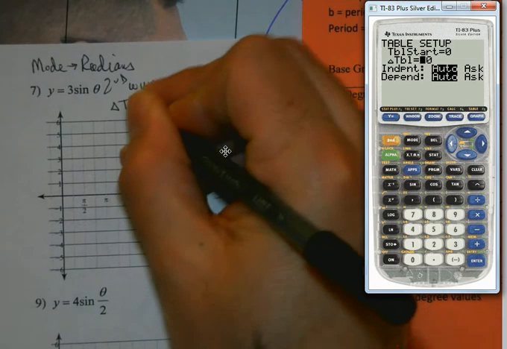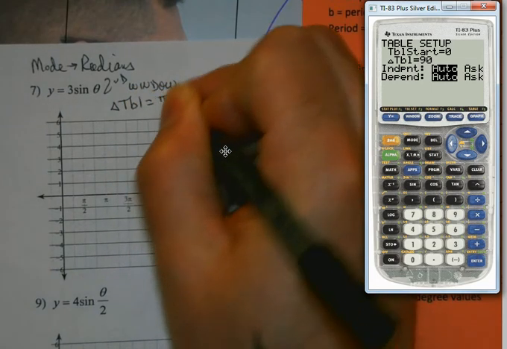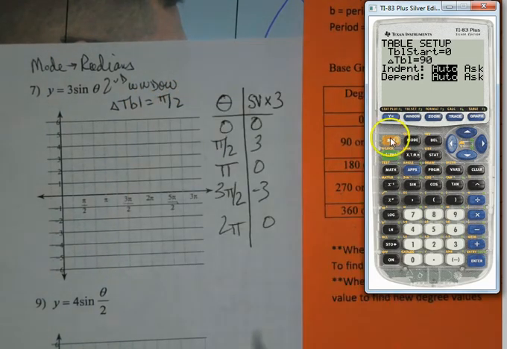So for my table set, I'm going to use second and up arrow, or whatever your pi button is on your calculator, divided by 2. Now here's going to be the kicker though. Watch when I go to my chart. So second window, and then my table set's going to be pi over 2.